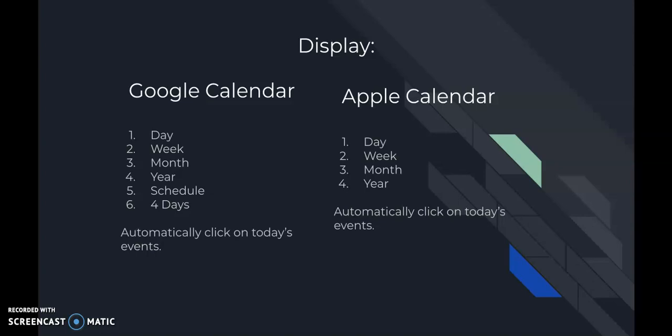Apple Calendar. Apple Calendar has various multiple views as well. You can view it by day, week, month, and by year. And as well, it also has the today's button.